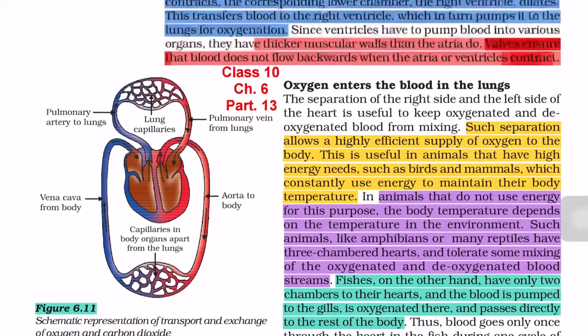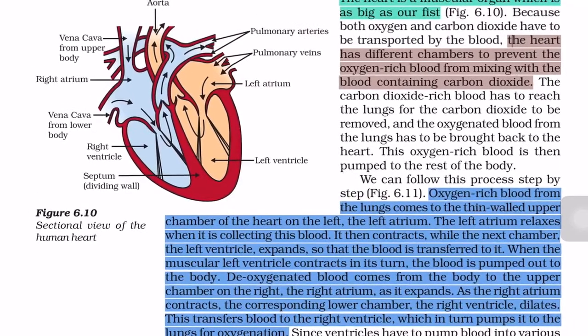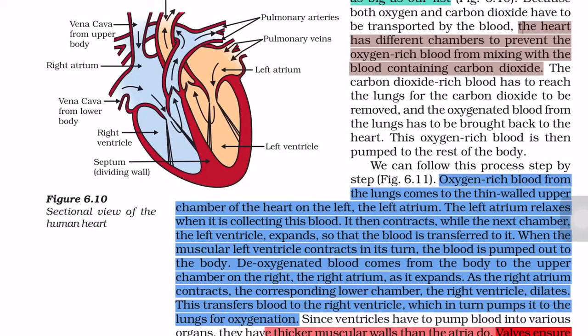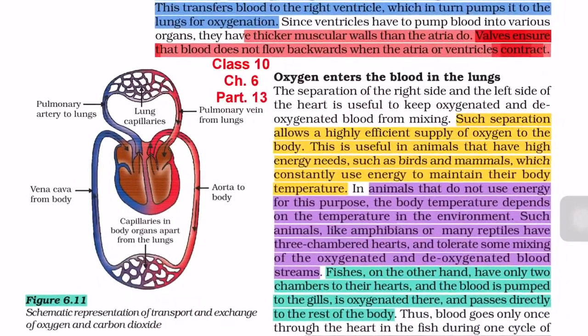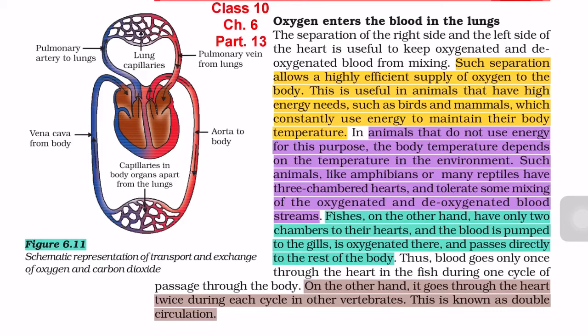In the previous video, we discussed the different chambers of the heart and the functions of each chamber, and how it collects the blood from the lungs and distributes it to all the body parts. In this video, we will discuss the double circulation of blood and also how this four-chambered heart is helpful for different animals. So let us start.